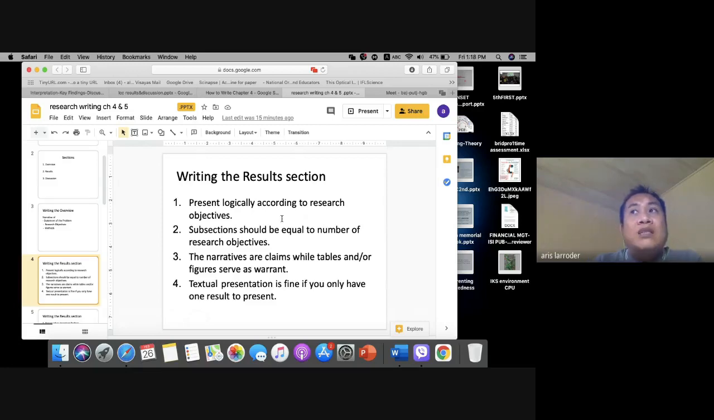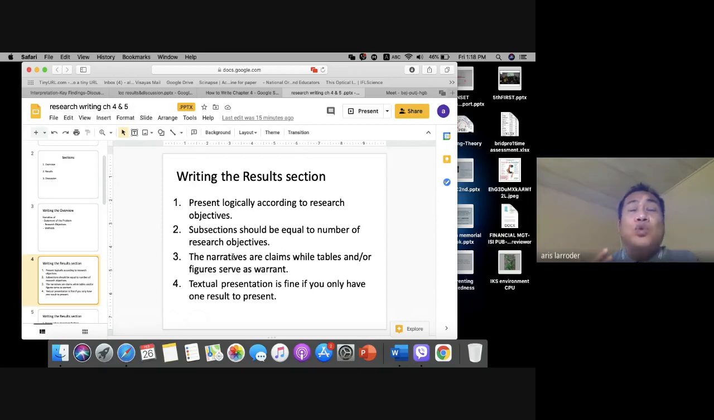That one must be done first prior to the conduct of the second research objective. The subsections should be equal to the number of the research objectives. So, for instance, if you have 3 research objectives, then you also have 3 subsections under your results section. These subsections must be labeled according to the research objective.